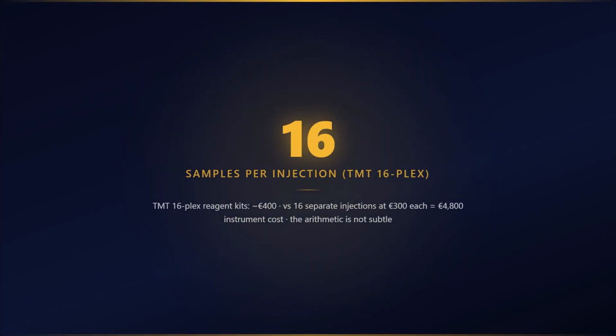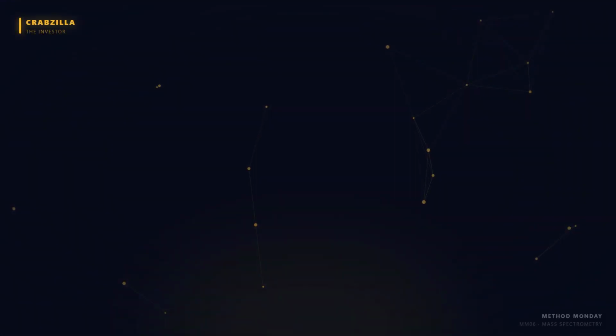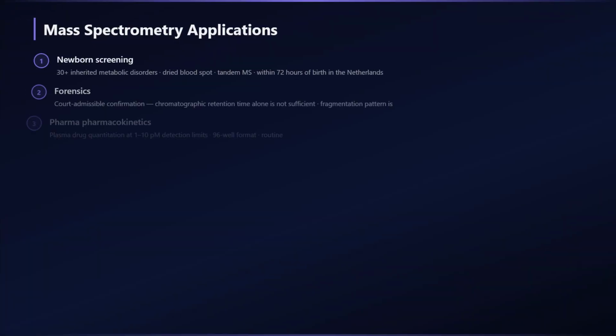TMT 16-plex reagent kits run approximately €400 per experiment. At core facility rates of €300 per injection, that means 16 patient samples per single run instead of 16 separate injections. That is a €4,800 instrument cost versus €400 in reagents. The arithmetic is not subtle.